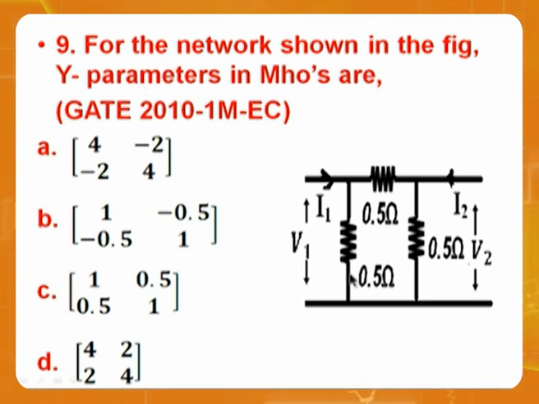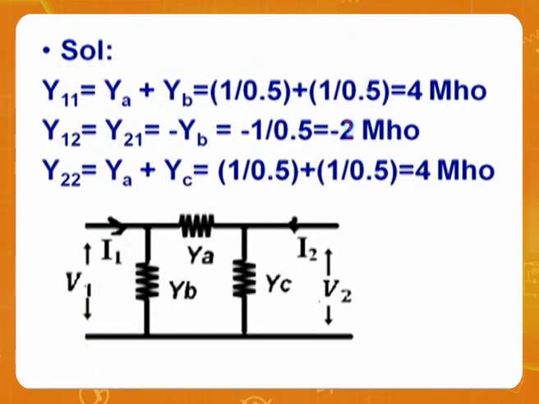Now, for the network shown in the figure, he is asking for Y parameters. This is basically a pi network. In a pi network, how many nodes are there? 2 nodes. How many loops are there? 1, 2, 3. The number of loops is more. That's why don't go for mesh analysis. Go for nodal analysis. Apply KCL at V1 and KCL at V2. You will get 2 equations, and directly you will get the parameters. Come on, let us see.